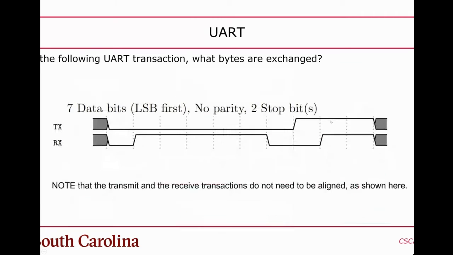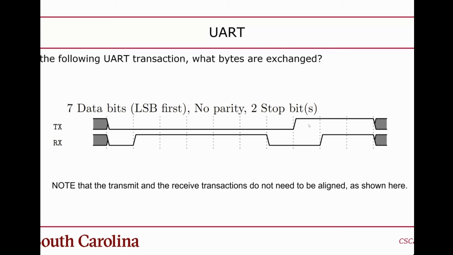So 1, 2, 3. All right. Data bits would be the second bit through the 8th bit here. And one of the things that's a little tricky is that these bits are sent least significant bit first, so we're transmitting 0, 0, 0, 0, 0, 0, 1. So 1, 2, 3, 4, 5, 6 zeros and a 1. That's the 7-bit word that we're sending through.